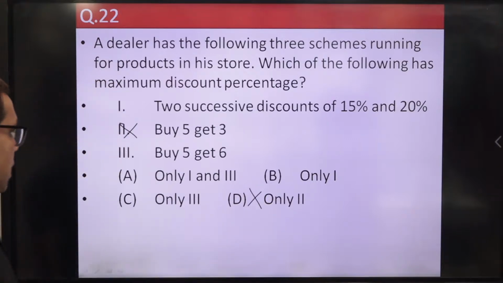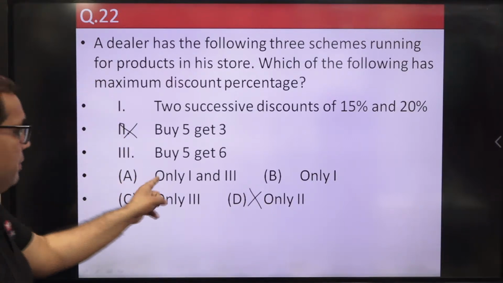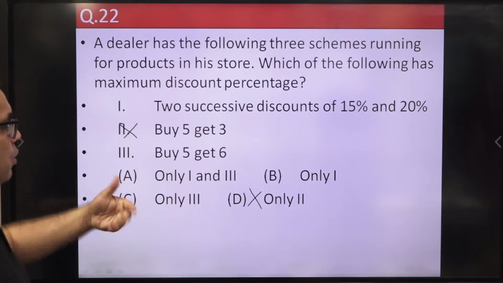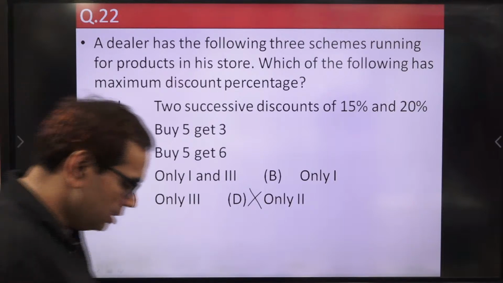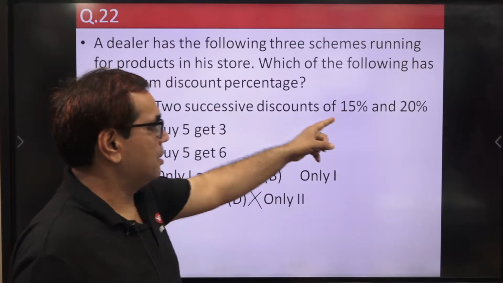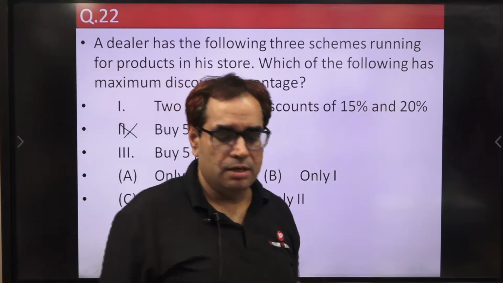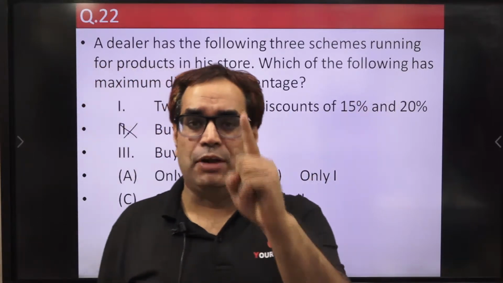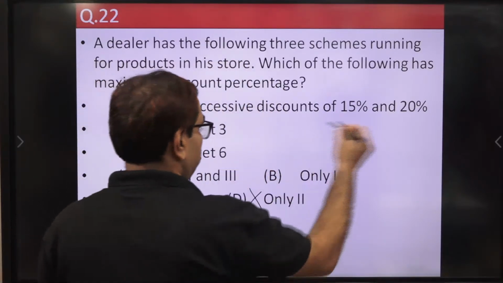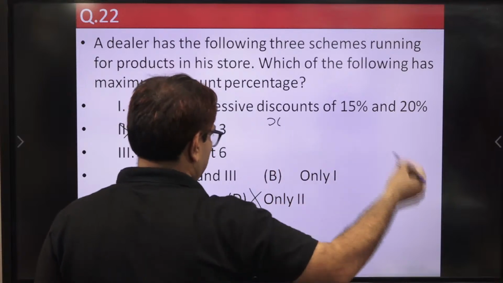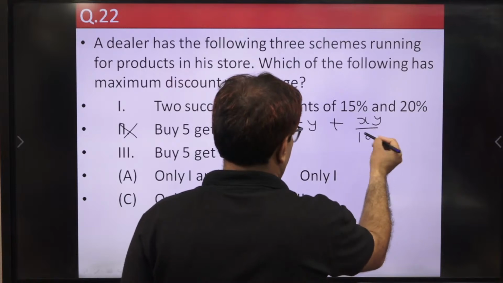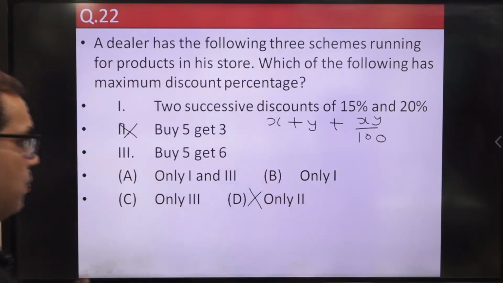Right. Now we have 1 and 3. So both 1 and 3, or only 1, or only 3. Out of these remaining options, we have to check. Now, how can we do this? If we get two successive discounts of 15% and 20%, we can calculate the single equivalent discount. So what will be the single equivalent discount? We know the formula for successive discount is x plus y plus xy upon 100. This is the formula for calculating single equivalent discount.